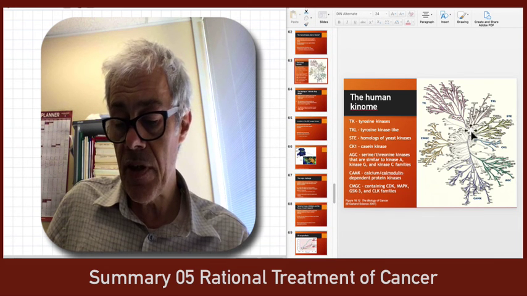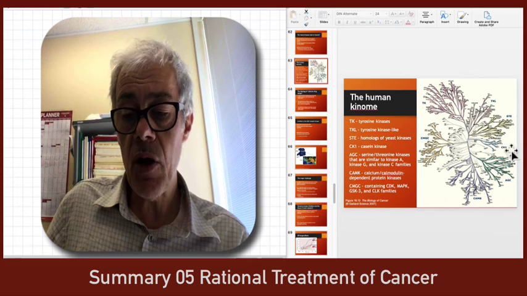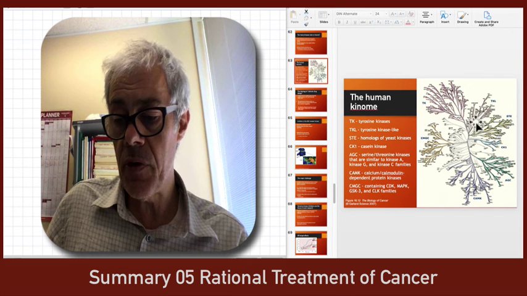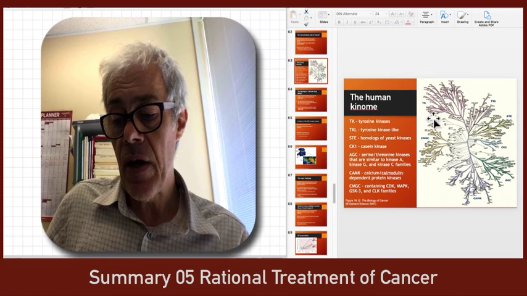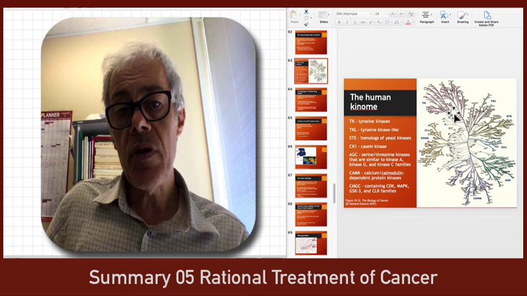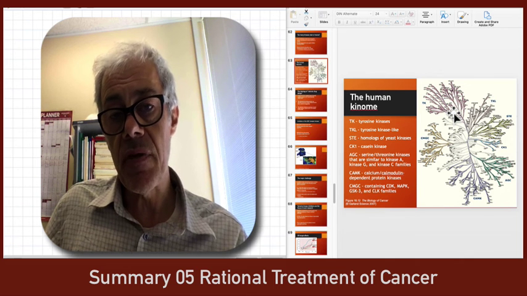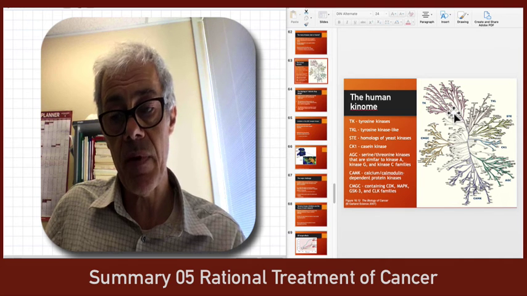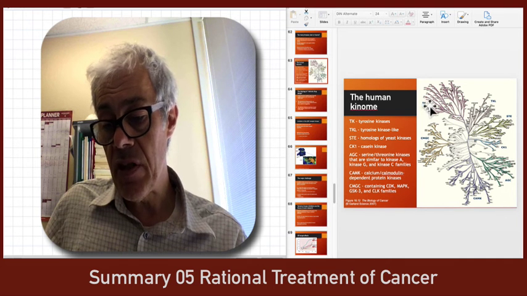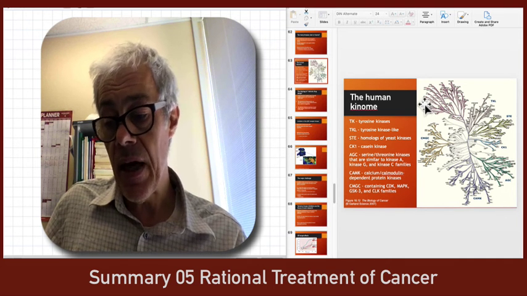There's also a bit of a discussion about the human genome, and I noticed there was a bit of confusion about this in some of the posters. What this little diagram here is saying is that if you look at the similarity between different tyrosine kinases, you can group them according to similarity. Okay, so you've got these tyrosine kinases here, and there are other kinases.